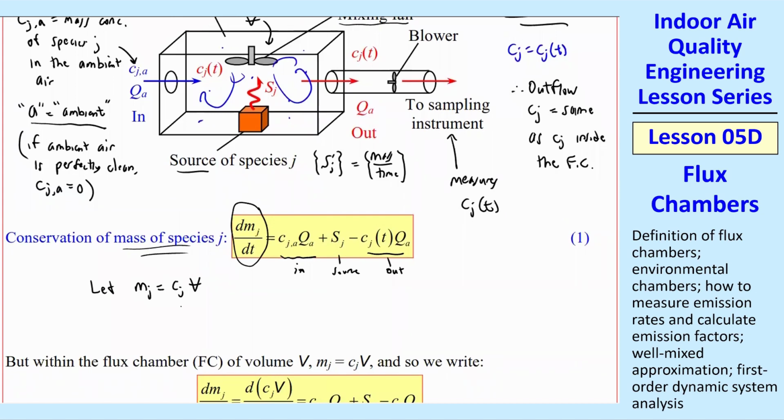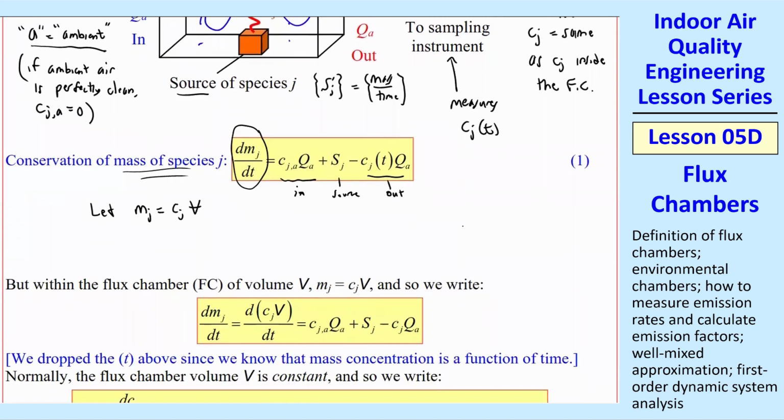So this is a constant within the volume, so we can basically remove that, take that out. So that's what I did here. So dm_j/dt is equal to d(C_J V). That's my typed volume, and this is my printed volume with a little slash through it. And then the right-hand side's the same.